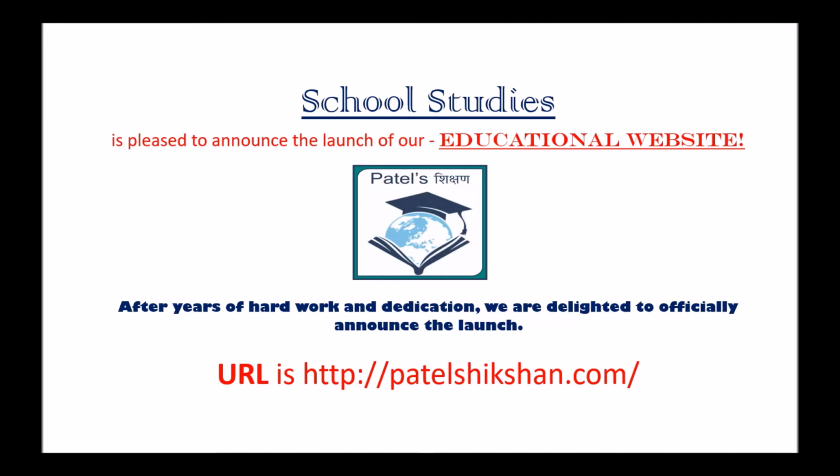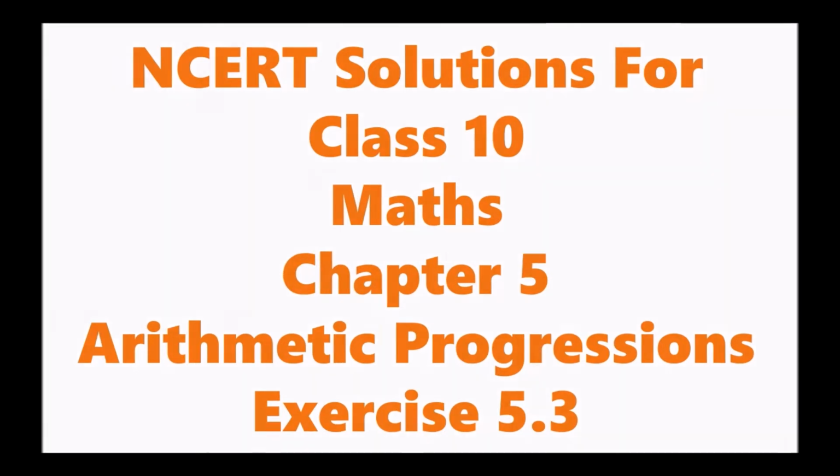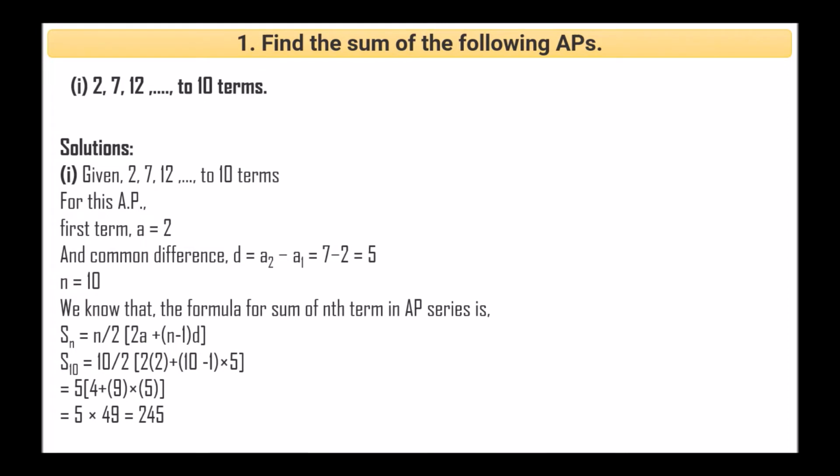Today we will see a video related to NCERT solution for class 10 Mathematics Chapter 5 Arithmetic Progression Exercise 5.3. So let's solve the textbook exercise. The first question: find the sum of the following APs. 2, 7, 12 up to 10 terms. So we have to find the solution.